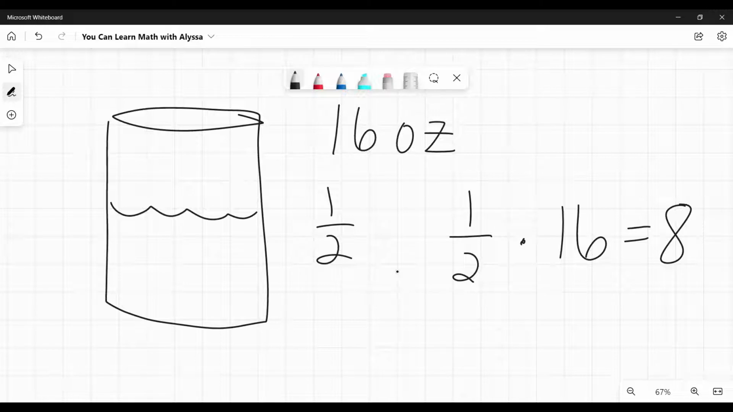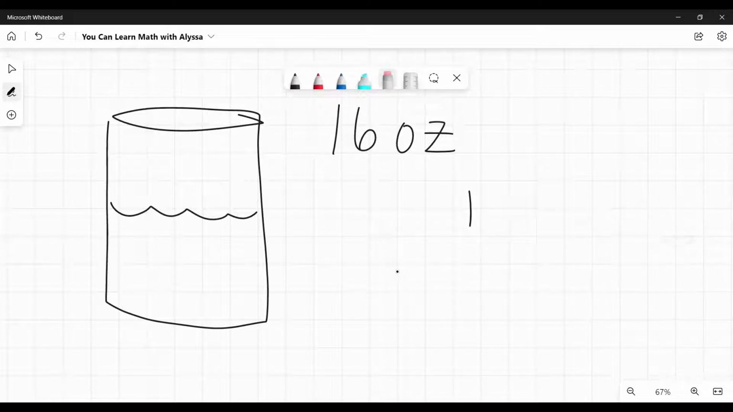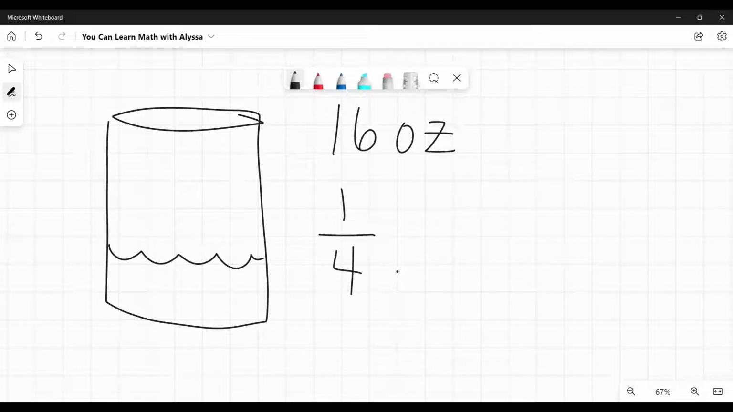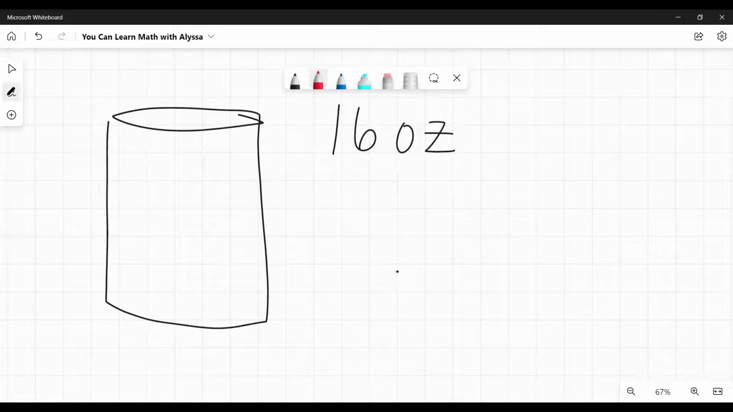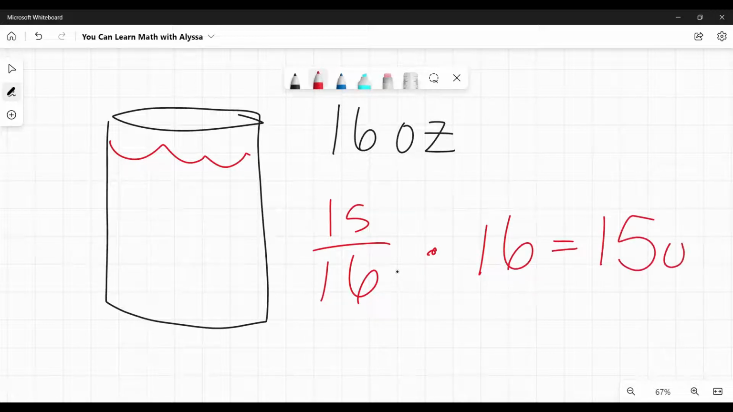Same thing if I told you that it was not halfway full, but it was 1/4 full. Okay, what's a quarter of 16? Again, you might know that off the top of your head. A quarter of 16 is 4. But if we were to write it out, we would say 1/4 times 16 equals 4. So I know that is 4 ounces. And it wouldn't matter what fraction I gave you right here, you would still do the same step. If I told you it was 15/16 full, you would say 15/16 times 16 ounces equals 15. It is 15 ounces. There's 15 ounces in there.